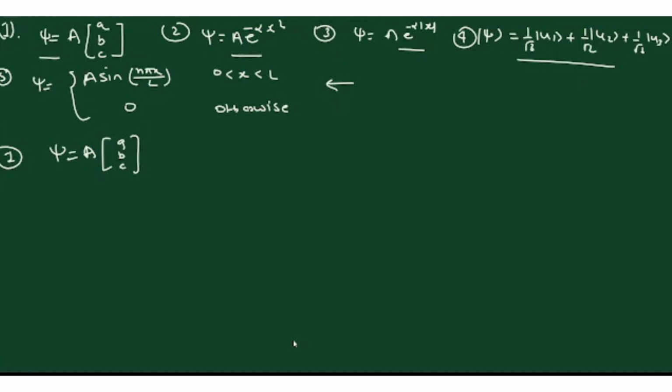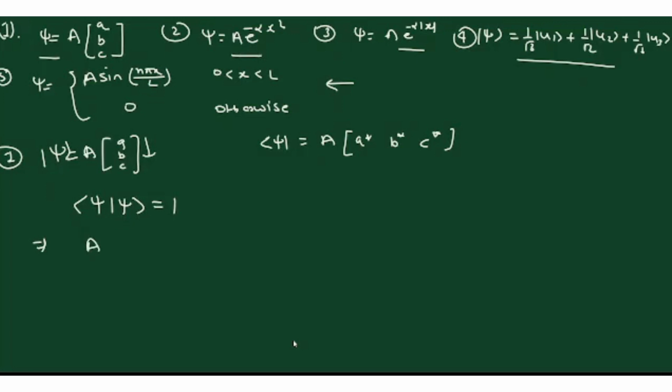So first of all, we have to convert this ket psi. Because this is a column, we have to convert it into a bra state. So bra psi is equal to a star, b star, and c star, something like this. So for the normalization, what is the condition? Bra psi ket psi is equal to 1, the inner product of that.